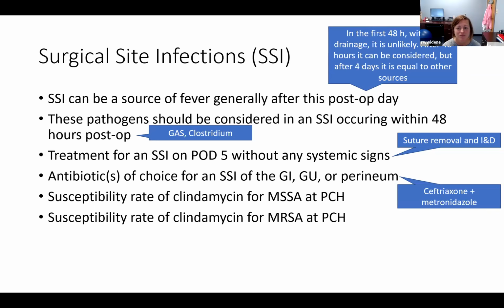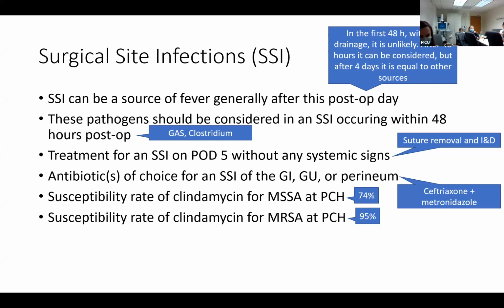PICU's on a roll. All right, susceptibility rate of Clinda for MSSA at the Children's Hospital. 74%. Susceptibility rate of Clinda for MRSA at the Children's Hospital. 95%. Yes. So this is just a very good example to shout out how important your antibiogram is.